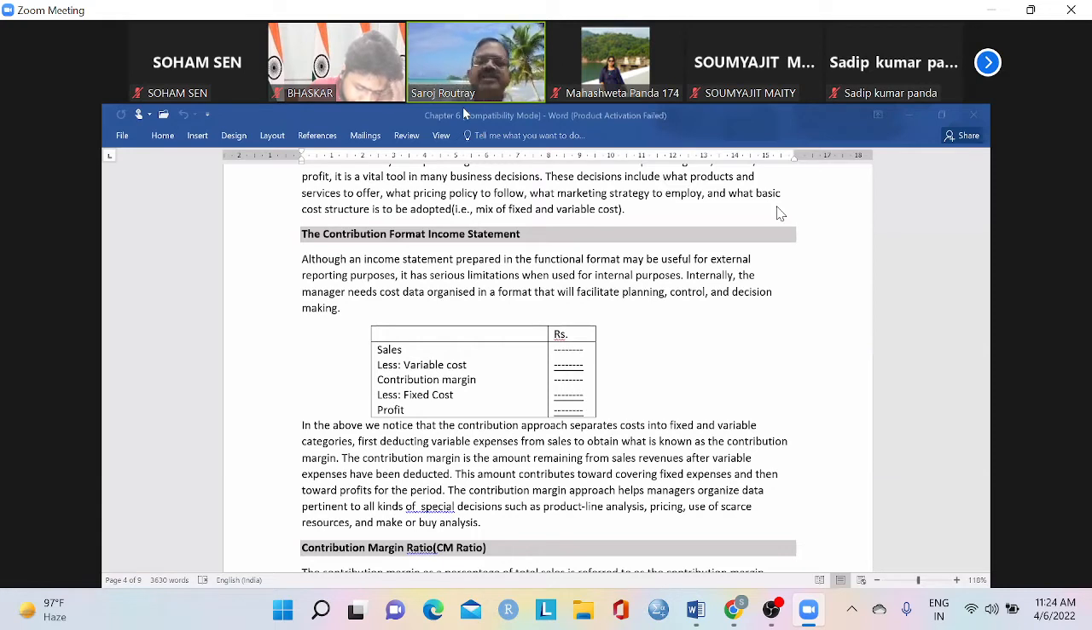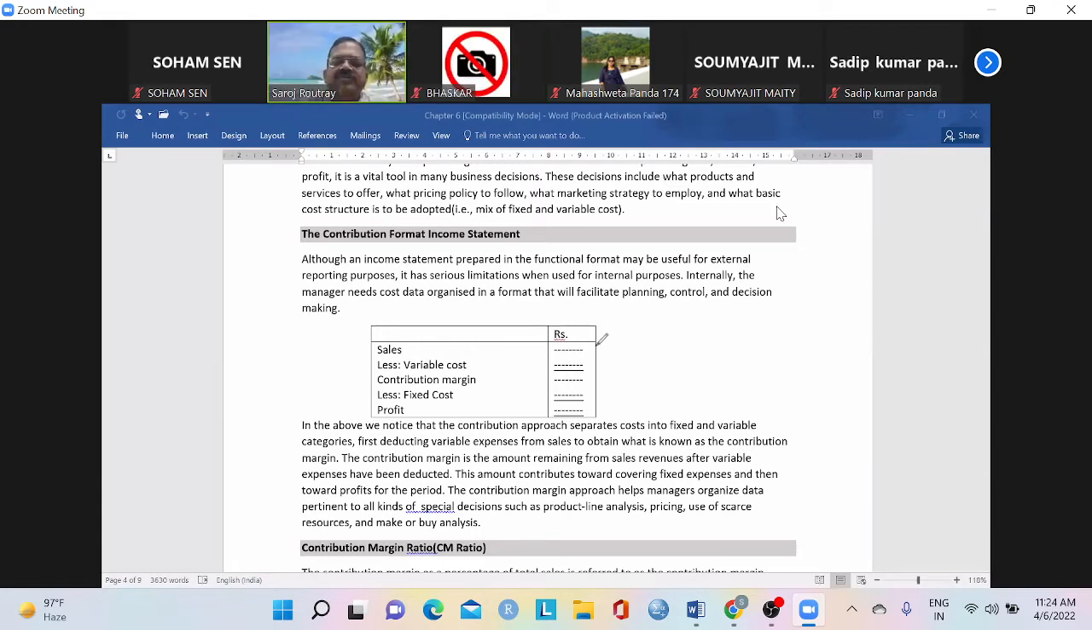So what we are doing in this format, we have sales first. From sales, we deduct variable cost. Okay, and while deducting variable cost, we don't distinguish whether it is manufacturing or non-manufacturing. That means all variable costs are deducted. The difference you get is termed here as contribution or contribution margin. Like we have gross margin, here we have contribution margin. Then from contribution margin, you deduct the fixed cost, and that is your profit.